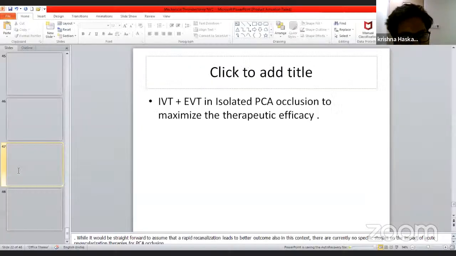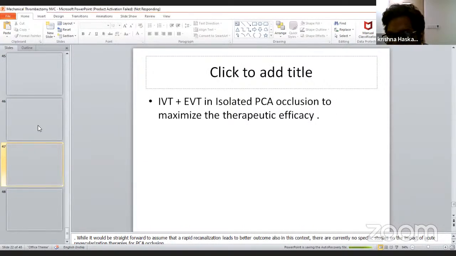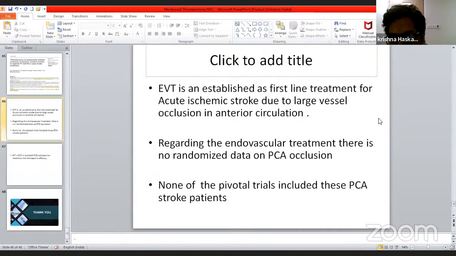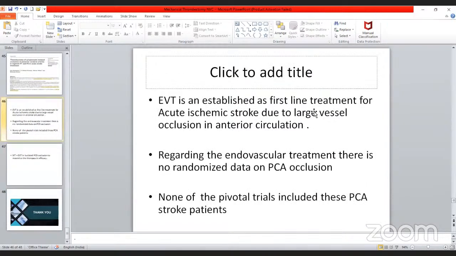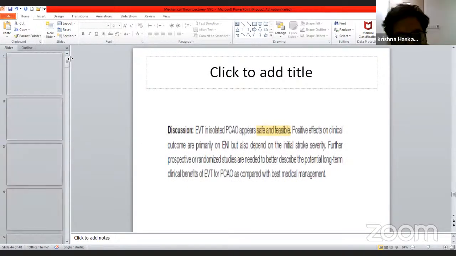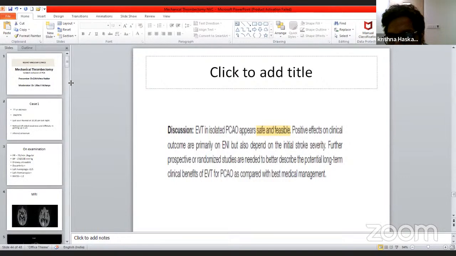So that's all. These are two cases where we have done mechanical thrombectomy in P1 occlusions. Any questions on these things? Any questions or queries regarding these things?